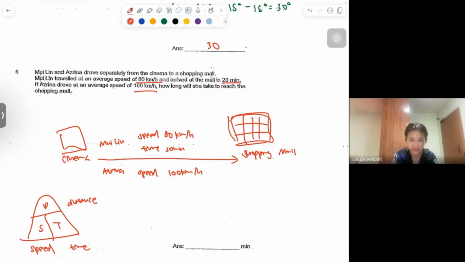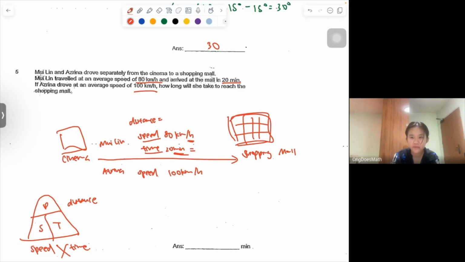So firstly, we want to find out what the distance Muilin traveled is, because for Muilin, you have the speed, you have the time, right? Which means you can find the distance. So to find the distance, you just have to take speed times the time. But take note of the units. One is in minutes, one is in hour. So you have to convert one of it. So converting from minutes to hours.